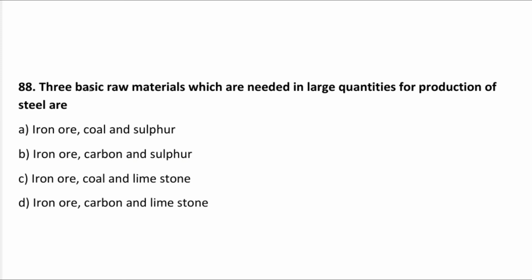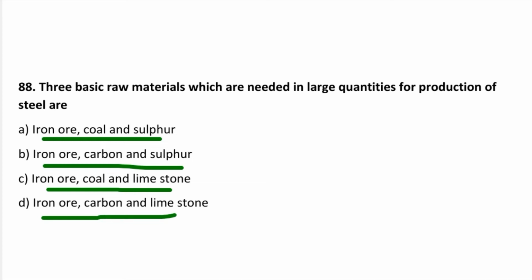So next question. Three basic raw materials which are needed in large quantities for production of steel are option A iron ore, coal and sulfur, option B iron ore, carbon and sulfur, option C iron ore, coal and limestone, option D iron ore, carbon and limestone. So the correct answer is option C iron ore, coal and limestone.